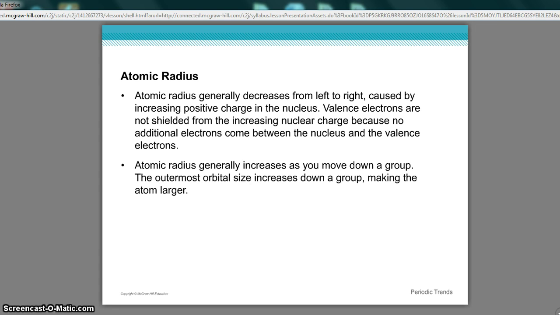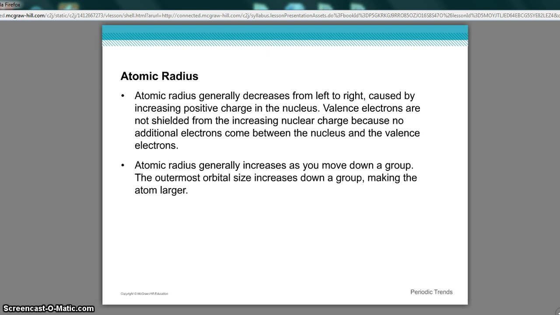attraction between the electrons and the nucleus, because the attraction between the electrons and the nucleus is what determines the size of the atom. The more attraction there is, the more the electrons are drawn to the nucleus, the smaller the radius. So as we go from left to right across the periodic table, the atomic radius generally decreases because we are increasing the positive charge in the nucleus. That means the electrons will be more attracted to the nucleus and the radius actually goes down. Now, it's not a drastic change, but it does decrease as you go from left to right.